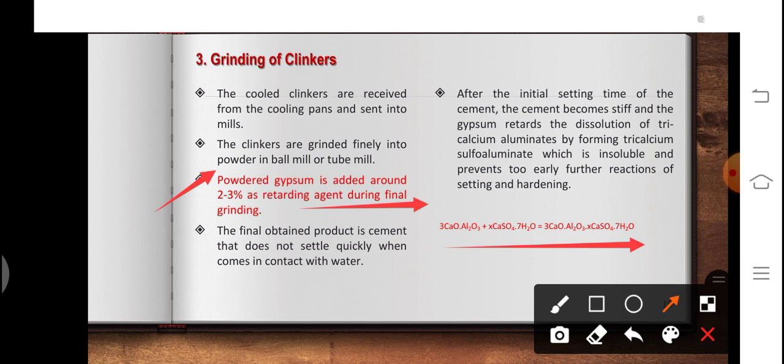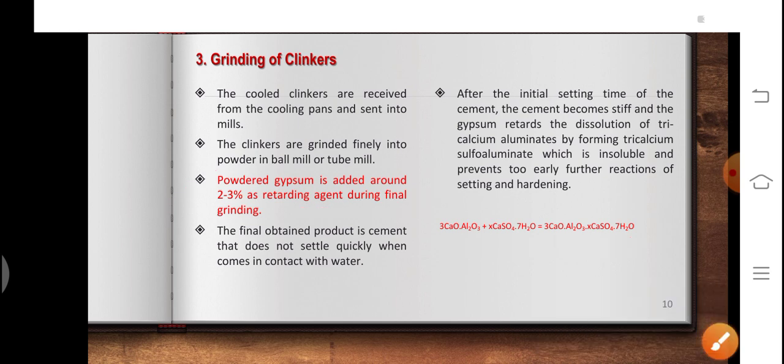So the initial set is due to the hydration of tricalcium aluminate. So here in this reaction you can see that calcium sulfate interferes with the hydration of tricalcium aluminate. So in this way it retards the setting time of the cement. So it is required that before grinding the cement, 2 to 3% gypsum should be added.